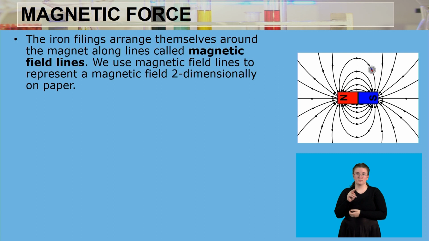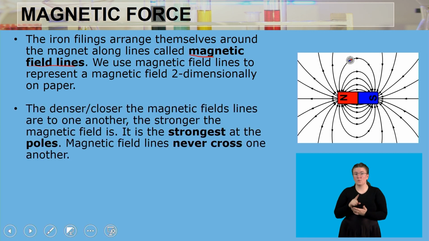Furthermore, the iron fillings arrange themselves around the magnet along lines called the magnetic field lines. So these lines that we are seeing here are called the magnetic field lines. We use the magnetic field lines to represent the magnetic field on a two-dimensional paper, because we cannot actually draw the lines in 3D on a piece of paper.